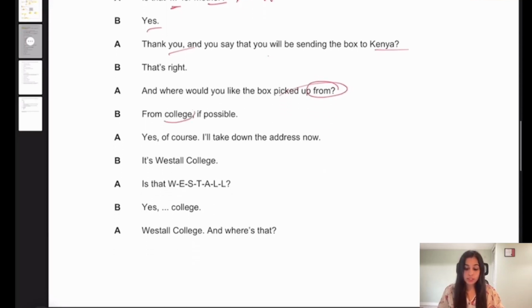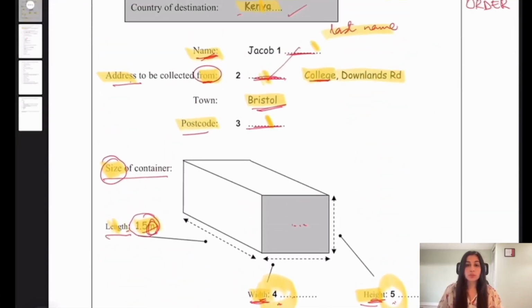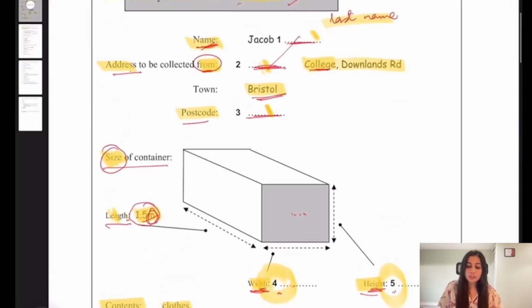From college. So they are alerting you. He hasn't mentioned the name of the college. They have just used the word college. So you have to be attentive that the answer to question number 2 is right here. As soon as you hear name, you should be attentive that the answer to question number 1 is going to be spoken now.